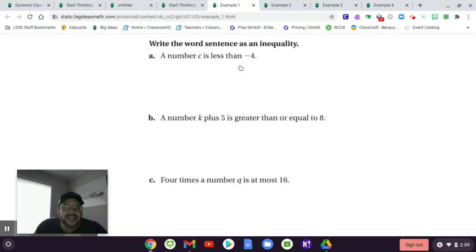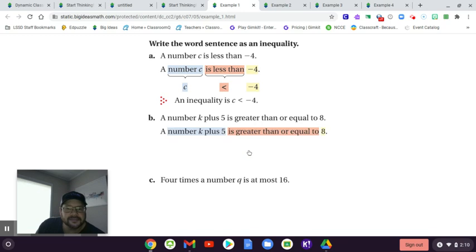All right, so the first one, a number C is less than -4. What inequality would represent that situation? Okay, we're going to walk through it. So you would say a number C, and then the symbol less than and -4. Done. Okay. For B, a number K plus 5 is greater than or equal to 8. What would represent that? Okay, let's walk through that one. So the number K plus 5, we would write K plus 5 is greater than or equal to. That's the greater than with the line underneath it sign, the greater than or equal to sign, and then 8.